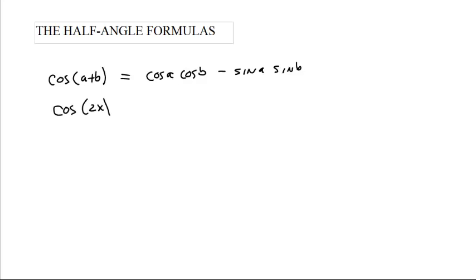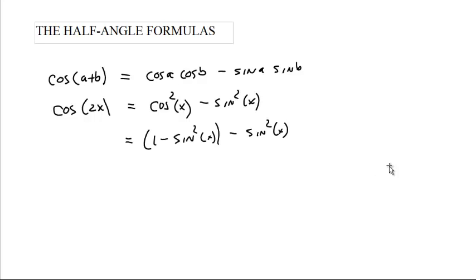But this means that the cosine of 2x is cosine of x plus x, which is cosine x cosine x minus sine x sine x, which is cosine squared minus sine squared. Now that's a lovely formula, but even more lovely is to replace the cosine squared with 1 minus sine squared, because sine squared plus cosine squared equals 1, as we showed in the last video. Therefore, we can turn this formula into 1 minus sine squared minus sine squared, or 1 minus 2 sine squared of x.